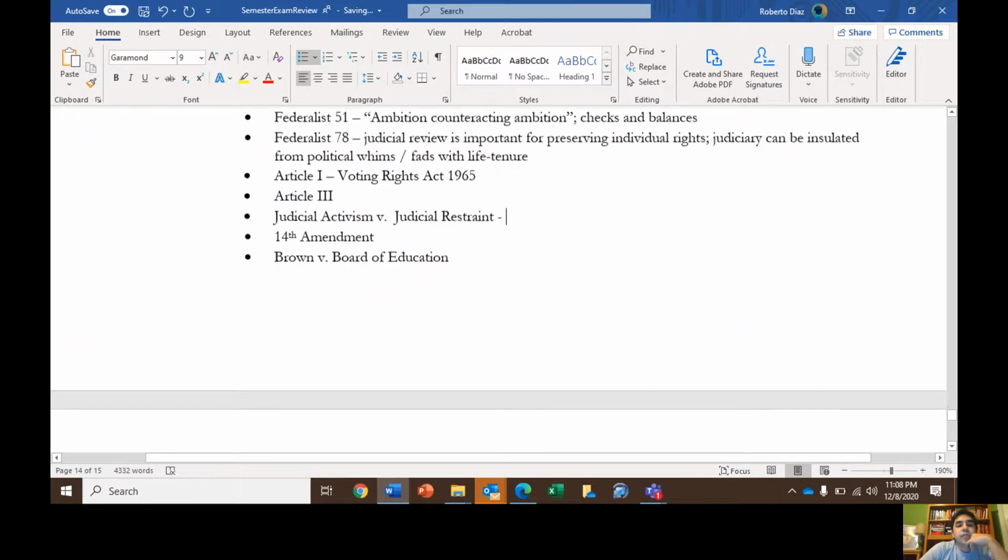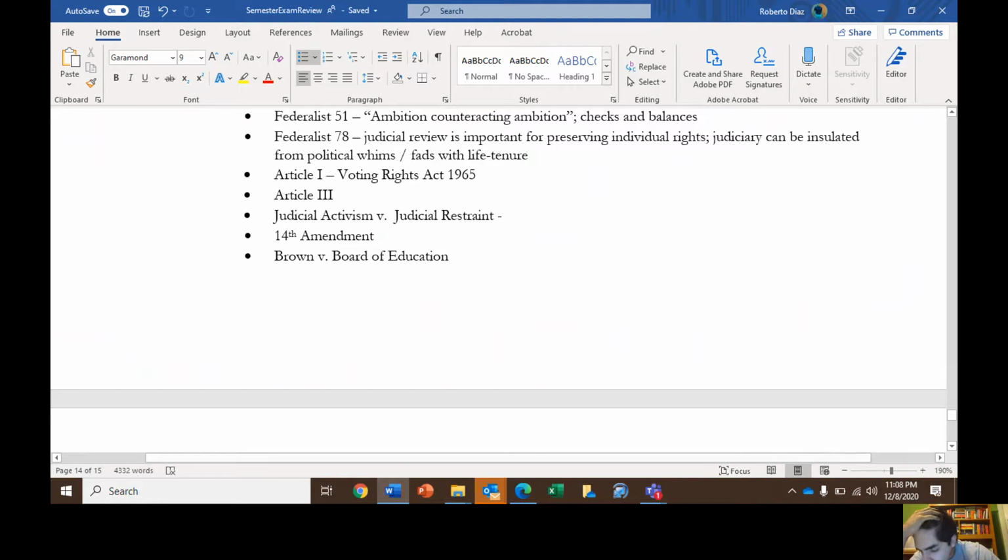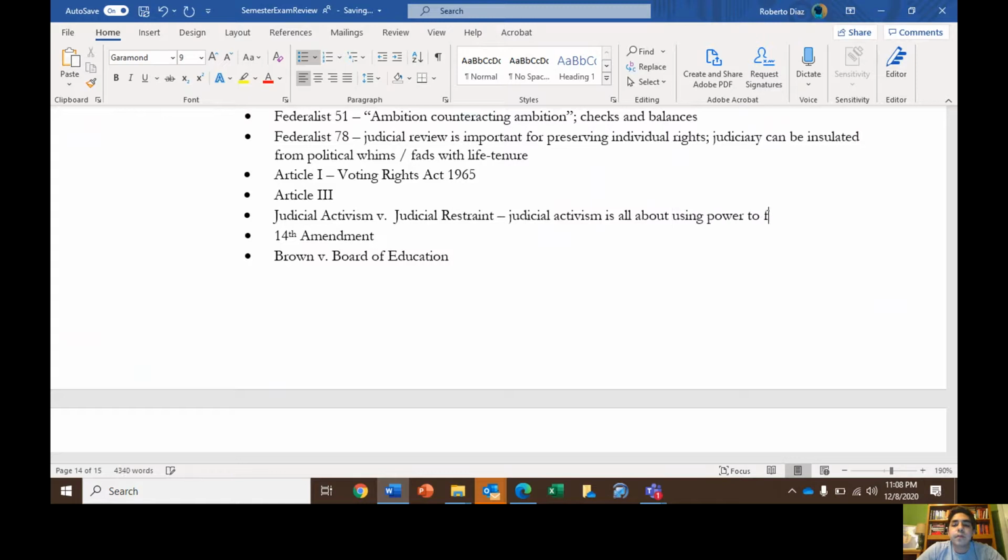Judicial activism versus judicial restraint. Judicial activism is, let me see if I can find a good definition here. Judicial activism is all about using judicial power to further justice.